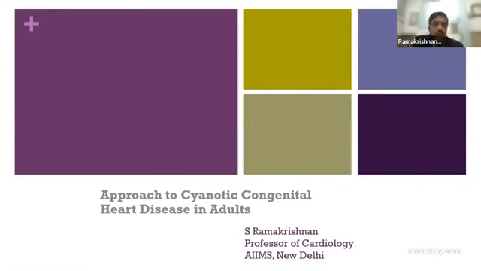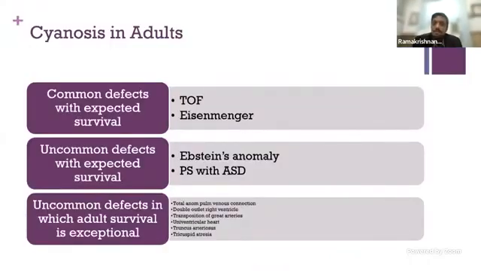we are now going to talk about the extension of my last lecture, which is going to be the approach to cyanotic congenital heart disease in adults. So I thought of oversimplifying it, and that's why I said that if you find an adult with cyanosis, it's going to be either TOF or Eisenmenger, or very rarely it can be Epstein's anomaly. And the rest of them are very, very uncommon.